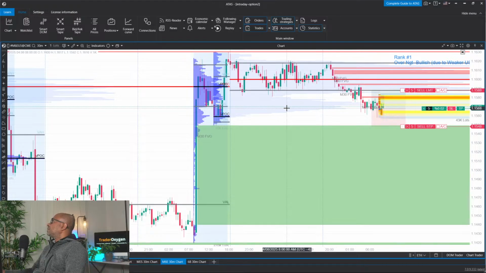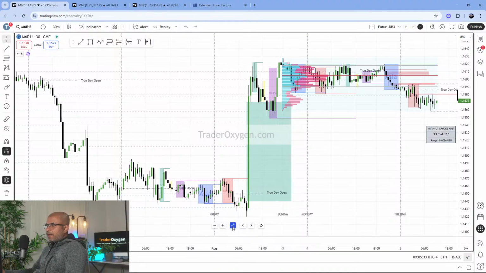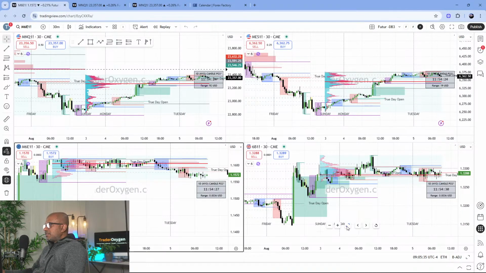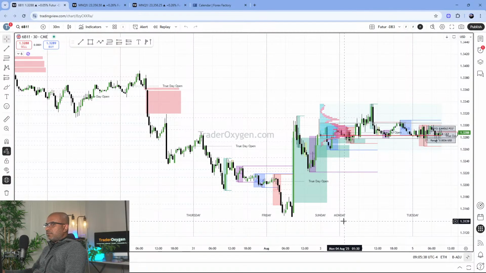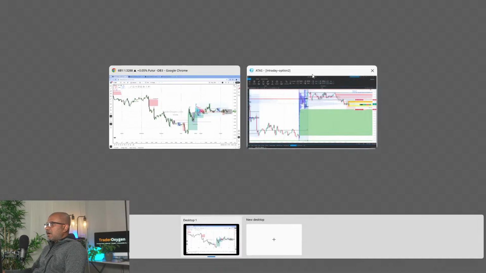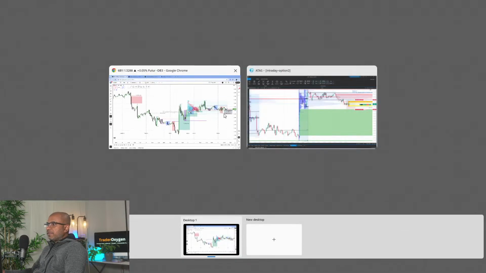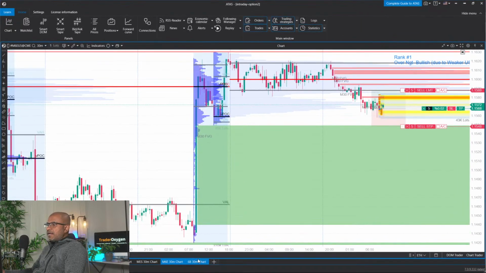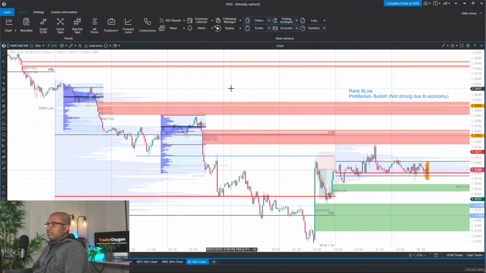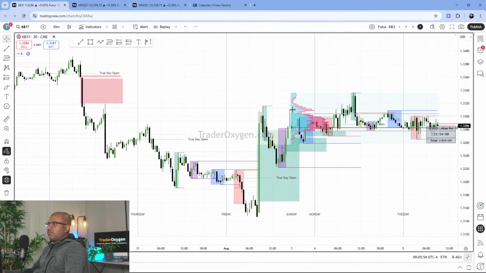Okay, let me double check, right? So yeah, and then if I go into TradingView, this is the GBP futures, right? Price action. Now, yeah, GBP futures. So if I just expand it like this, whatever we analyze in the ATAS platform, you can analyze if you want in TradingView.